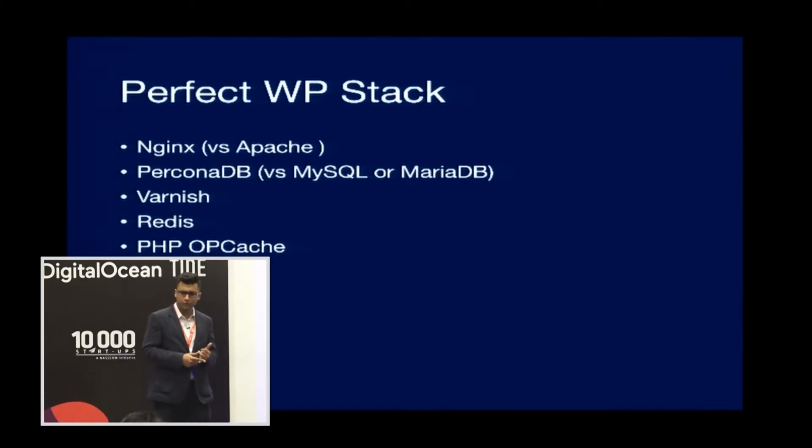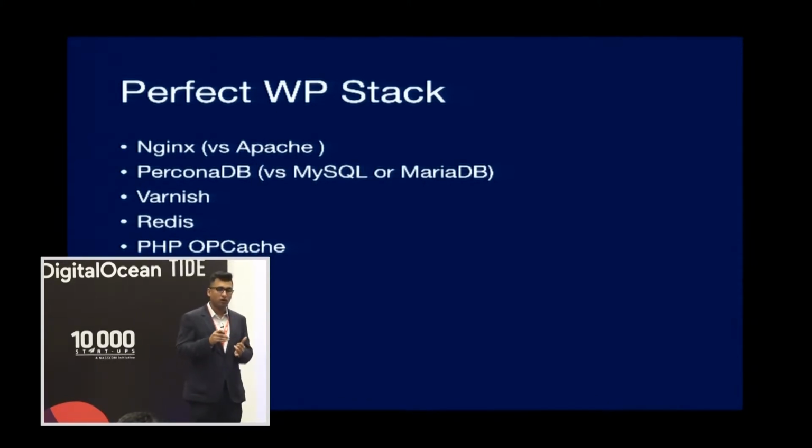Then use Varnish, use Redis for caching. Redis is an in-memory caching layer, and all the caching we were talking about the plugin doing, it will save here and it will be much more performant. Use PHP OPcache, PHP-FPM, and by the way, PHP 7.